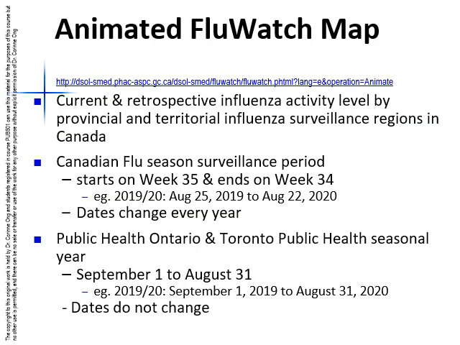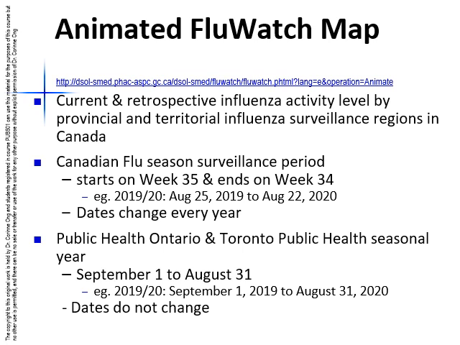As I mentioned on a previous slide, FluWatch is the Canadian National Influenza Surveillance System, which monitors current and retrospective influenza activity levels across the country. Unlike the calendar year, the flu season starts on week 35 and ends on week 34. For the 2019-2020 season, this corresponds to August 25, 2019 to August 22, 2020, and the dates change every year.